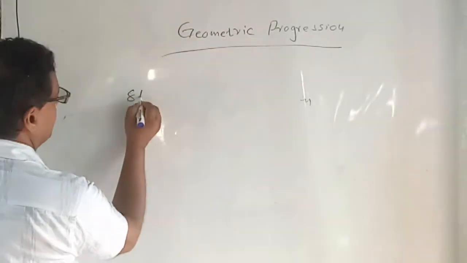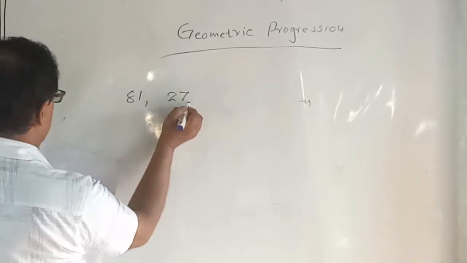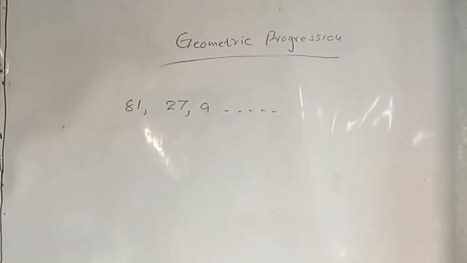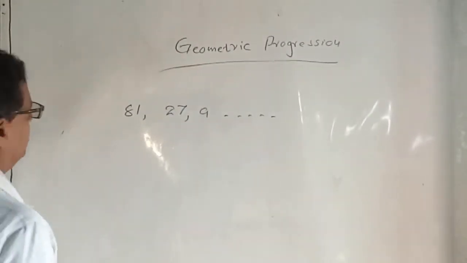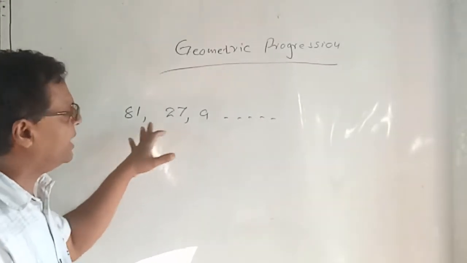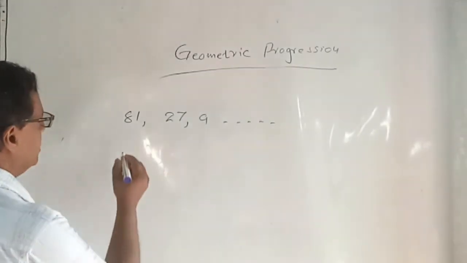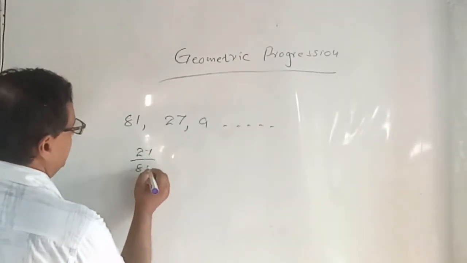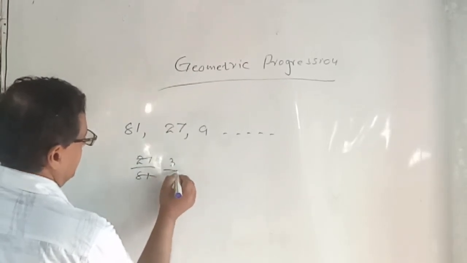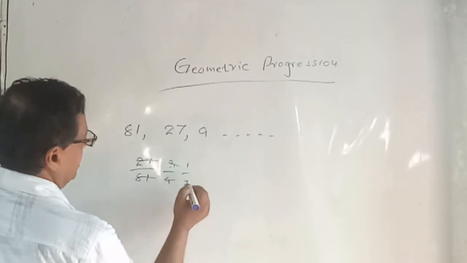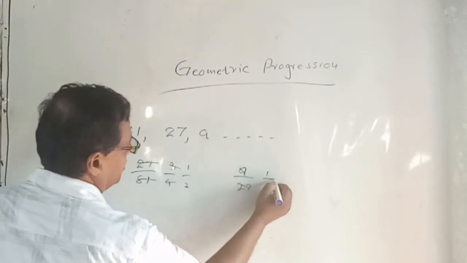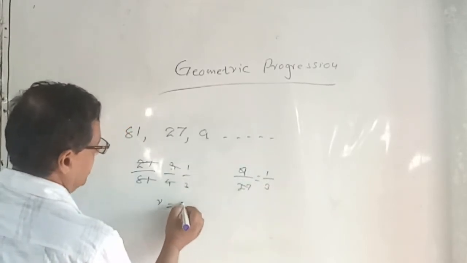Another example: 81, 27, 9. You can see that this is a descending progression. But always keep in mind to divide the second term by the first term. Then 27 upon 81. 9 times 3, 9 times 9. Again 3 times 1, 3 times 3. Then check this one, 9 divided by 27. That is also 1 upon 3. Then the common ratio is 1 upon 3.